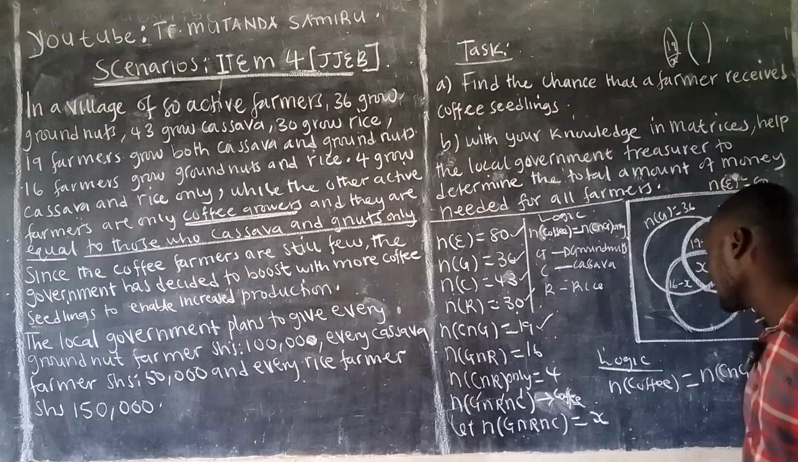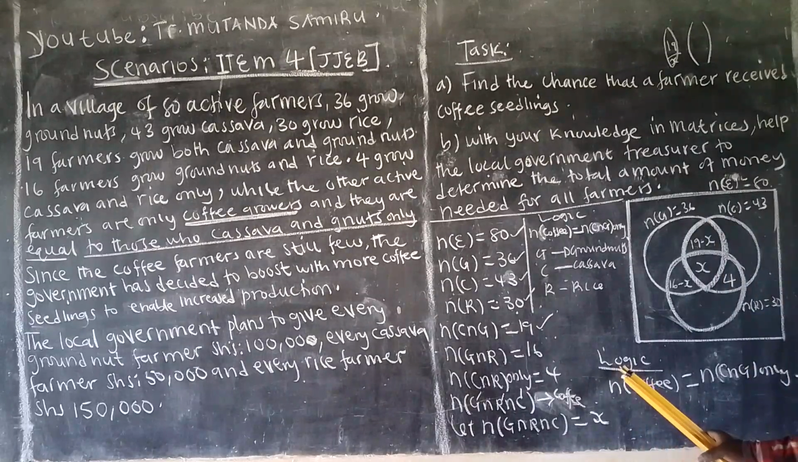Okay, let's proceed. Now, they said the number of those who grow coffee is equal to the number of those who grow cassava and groundnuts only. So therefore, we shall say.